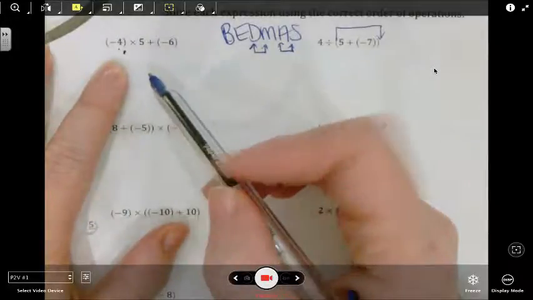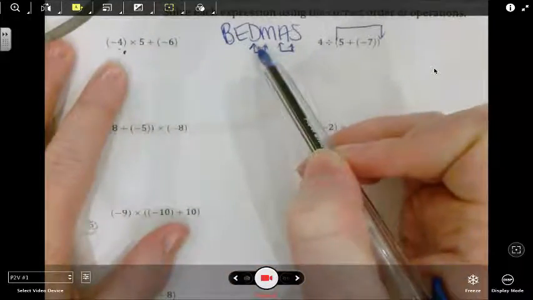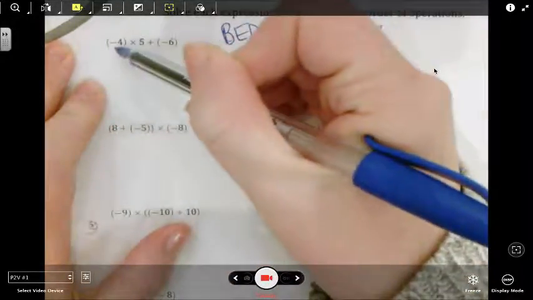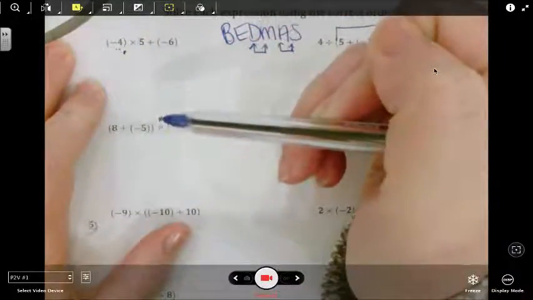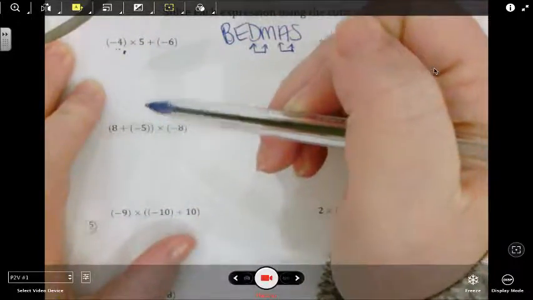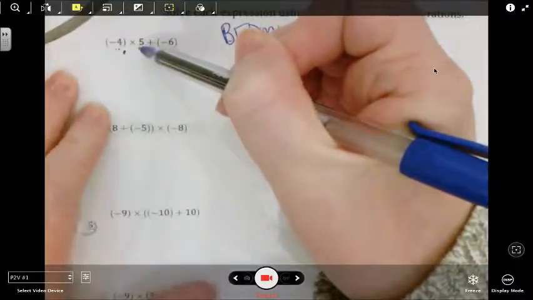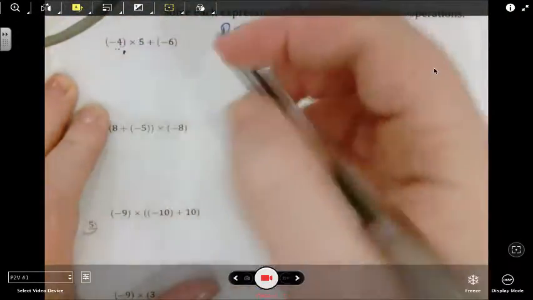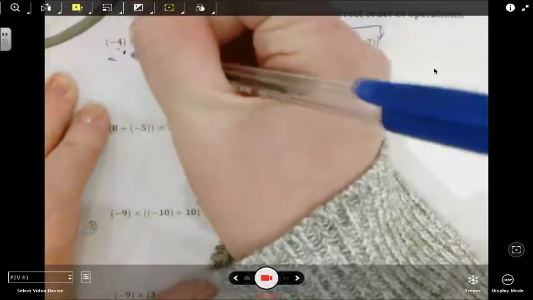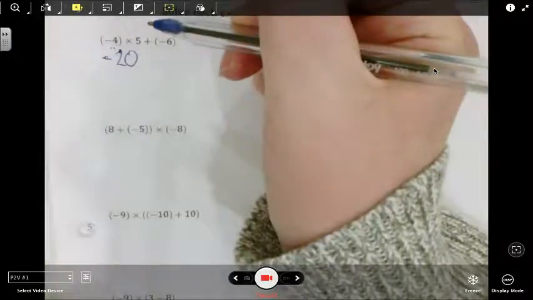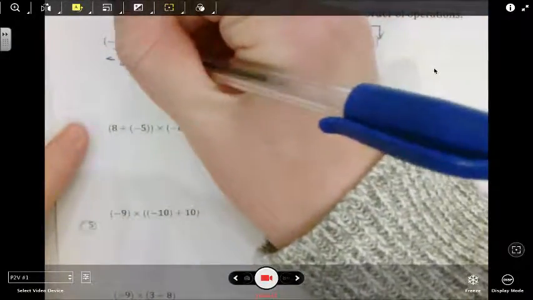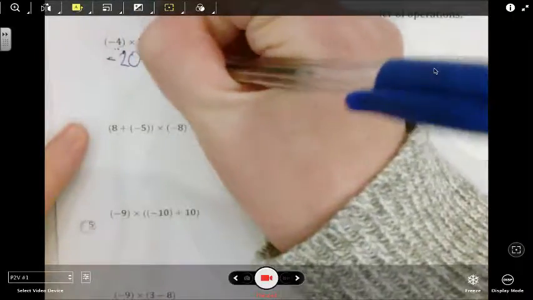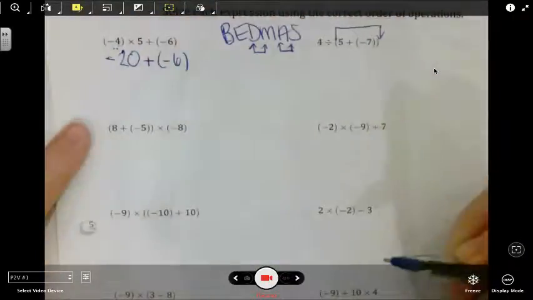The next thing is multiplication and division. So I have -4 times +5 here. That's the first thing I'm going to do. If I do a negative times a positive, that part of my answer is a negative. So -4 times +5 is -20. Sorry, I'll just get this out of here for you guys. And then I still rewrite the rest of the question. So I just do that line and then I write plus -6.